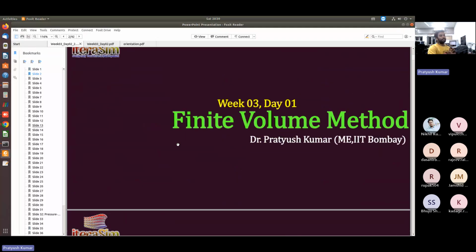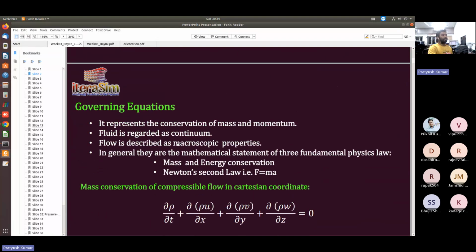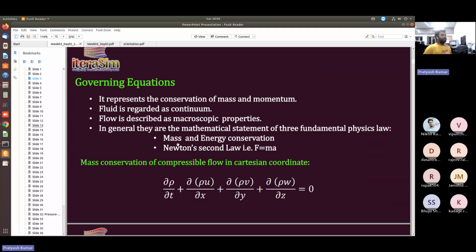So first, let's understand what the governing equations are that we are going to solve, and how OpenFOAM handles the finite volume method. Okay. So speaking of the governing equations, generally in fluid mechanics we solve the conservation of mass and momentum for a given fluid flow, and the assumption is that the fluid is regarded as a continuum.